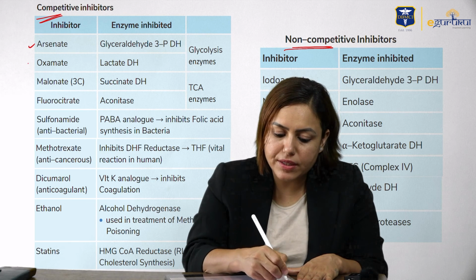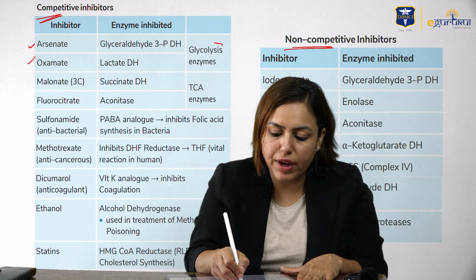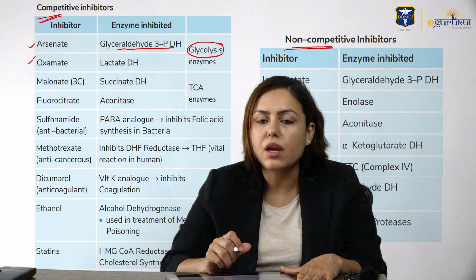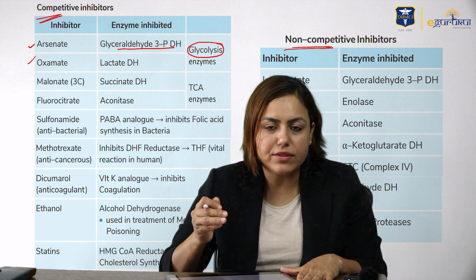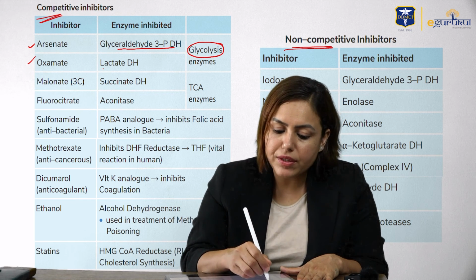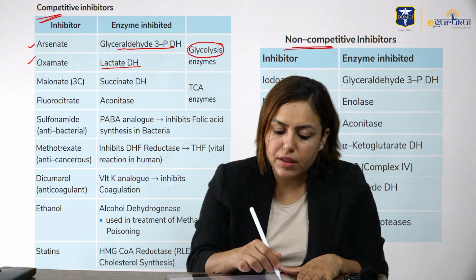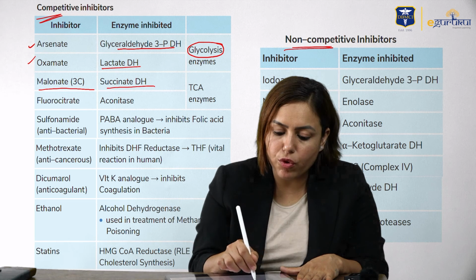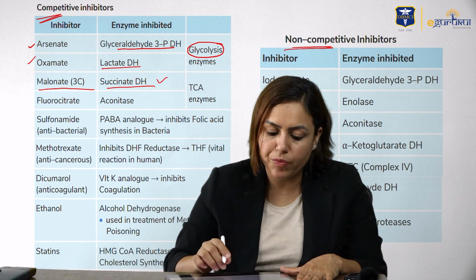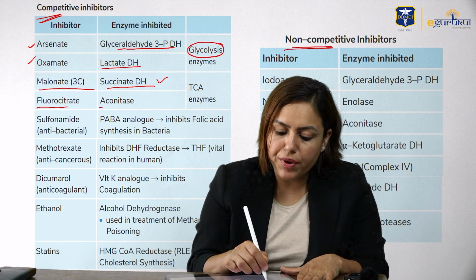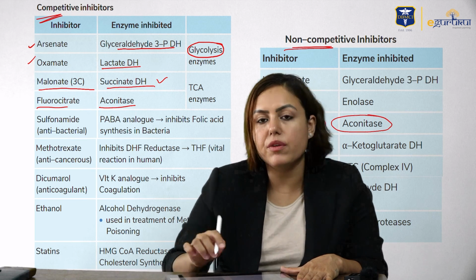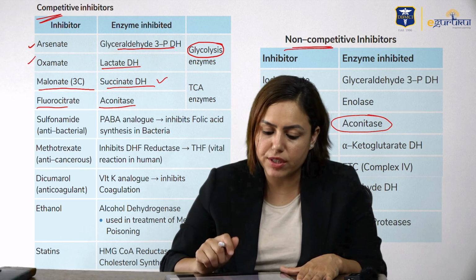So arsenate and oxamate, they are inhibitors of glycolysis. Arsenate inhibits glyceraldehyde 3-phosphate dehydrogenase. Arsenate also inhibits lipoic acid, so inhibits link reaction in TCA also, right? Oxamate inhibits lactate dehydrogenase. Then malonate is inhibitor of complex 2 of ETC and succinate dehydrogenase of TCA also. Fluorocitrate is competitive inhibitor of aconitase. On the other hand, fluoroacetate is non-competitive inhibitor of same enzyme aconitase.